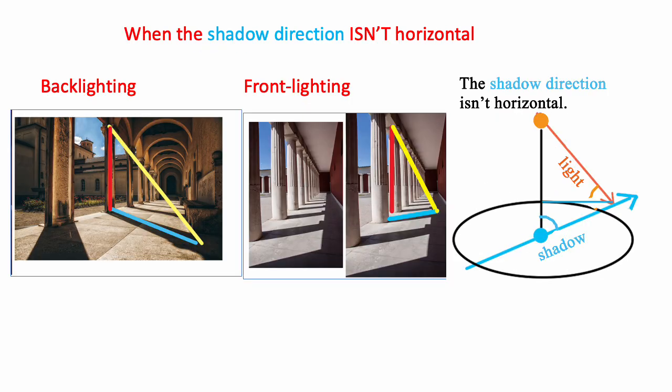Most of the time, the shadow direction isn't horizontal, and there are two main types: backlighting and front lighting. With backlighting, the light, or the sun here, hits the back of the pole, the part we don't see, and the shadow comes toward us. The pole itself is in shade. For front lighting, the sun is behind us and hits the front of the object, so it is light, and the shadow goes away from us.